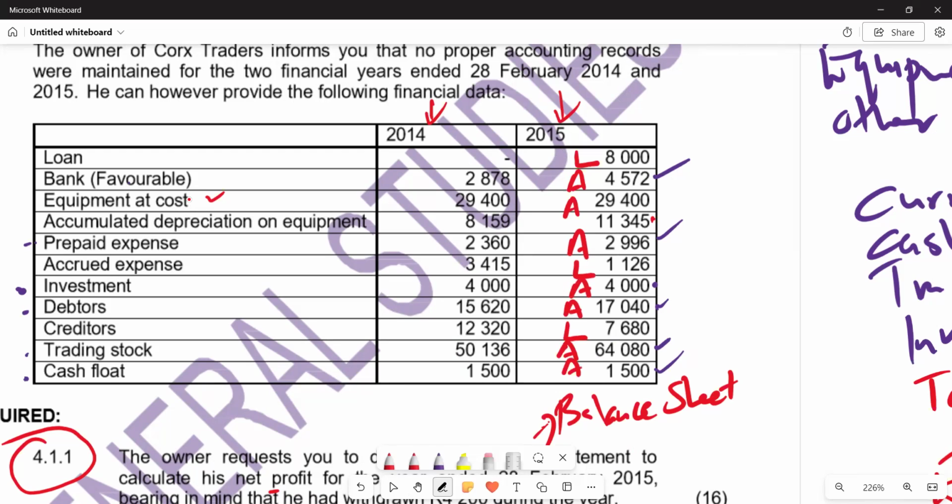So we're going to add all the assets that we have. So if you say 4,572 is an asset, we add 29,400, we add 2,996, we add 4,000, we add 17,040, we add 64,080, we add 1,500. You're going to get a total of 112,243.